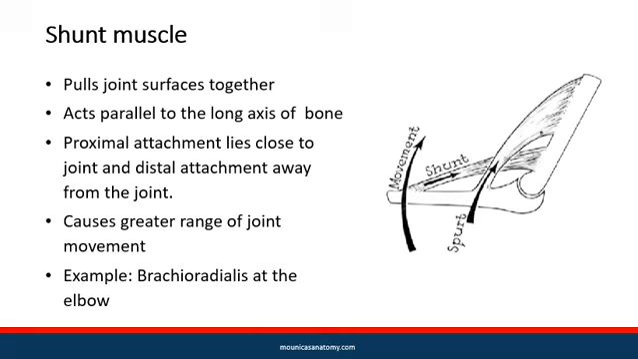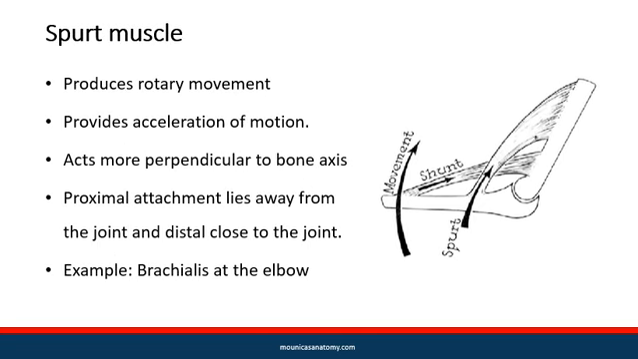Shunt muscle pulls the joint surfaces of both the bones together and acts parallel to the long axis of the bone. The proximal attachment of the muscle lies close to the joint and the distal away, which causes a greater range of joint movement. Example: brachioradialis at the elbow. Spurt muscle produces rotation of the movement, provides acceleration, and acts more perpendicular to the bone axis.